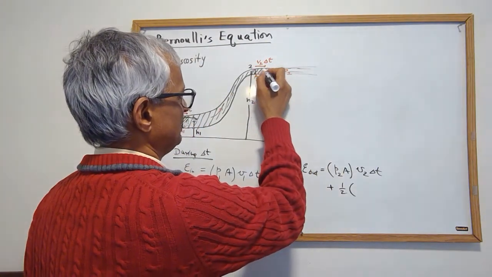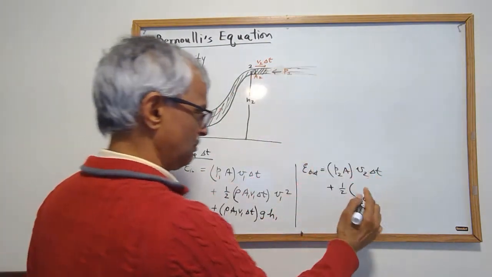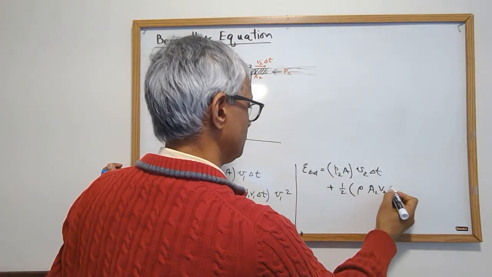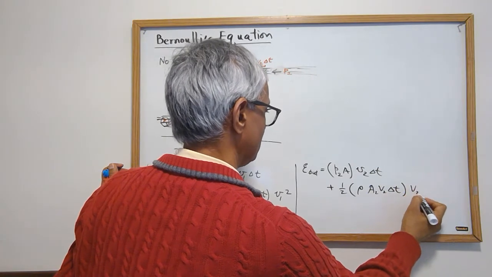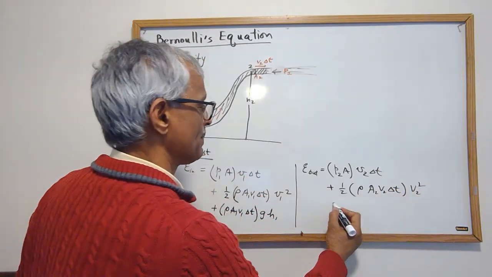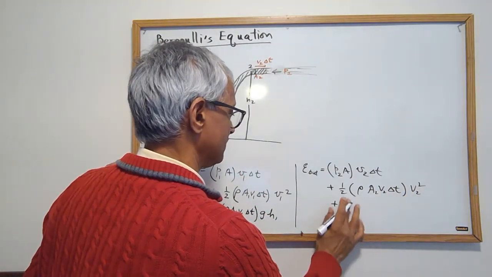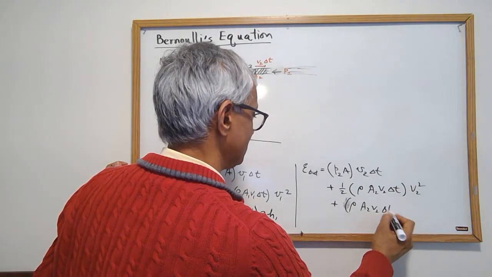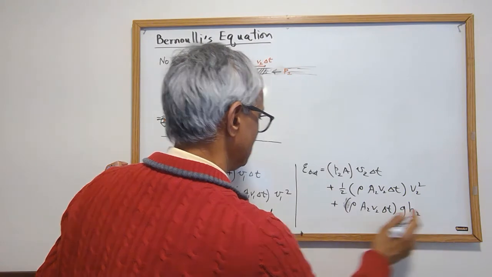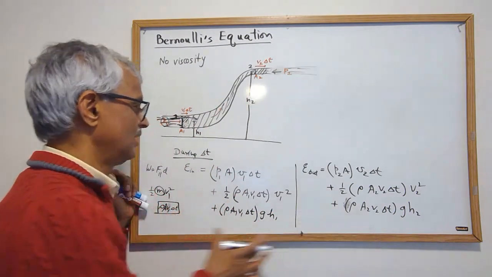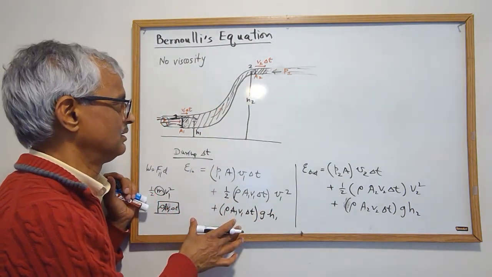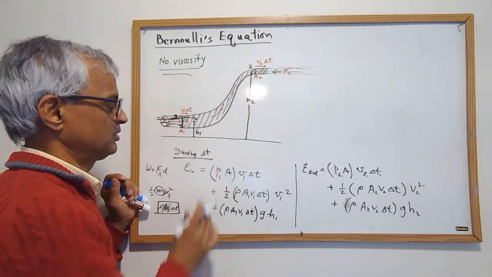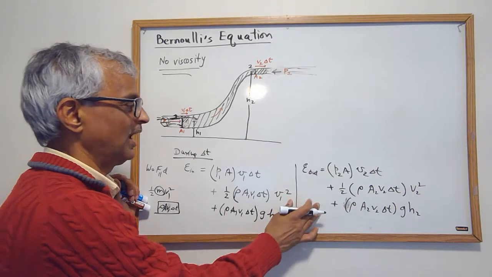That much mass will have to come out. So rho A2 V2 delta T times half v2 square, half m v square, plus rho times A2 V2 times delta T times g h2. That's how much energy left, and that's how much energy came in. But the energy of the system would not change because there are no viscous forces. So this has to equal that.